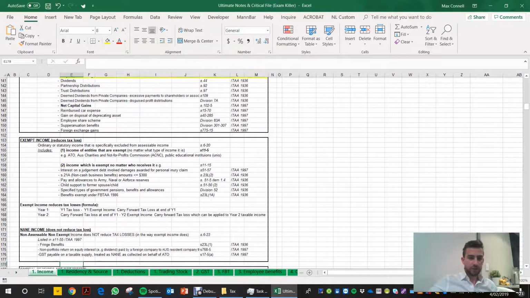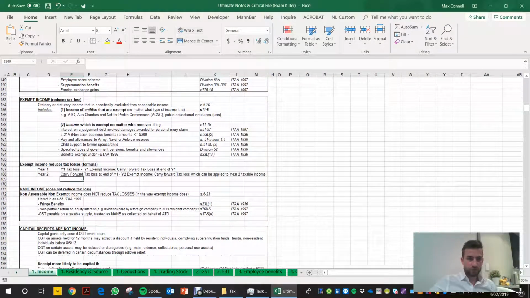So, exempt income. Let's talk about this concept now as well. There's two types of exempt income. There's normal exempt income, and there's NANA, non-assessable, non-exempt income. Now, both of these, you do not have to pay any tax on this income. Some examples of normal exempt income: if you work for the army, for example, your income is often exempt, which means you don't have to pay tax on it.